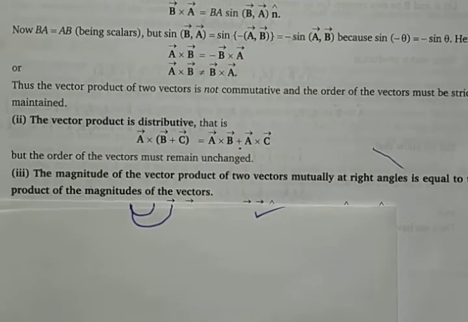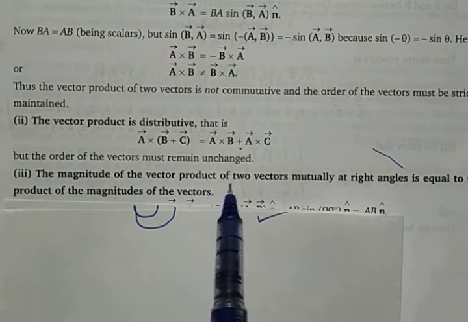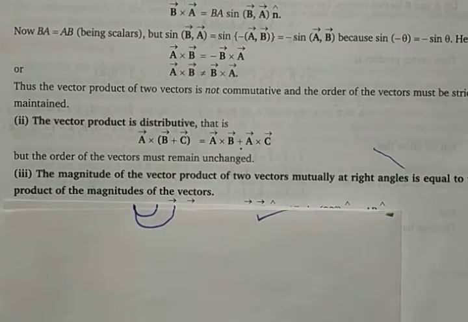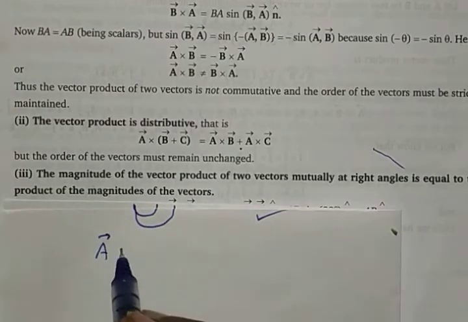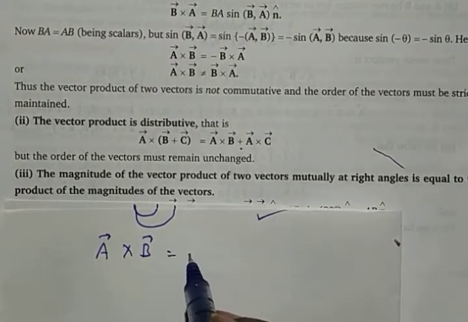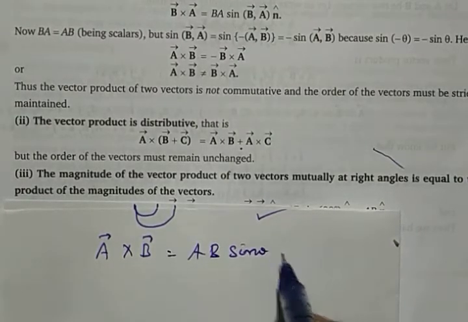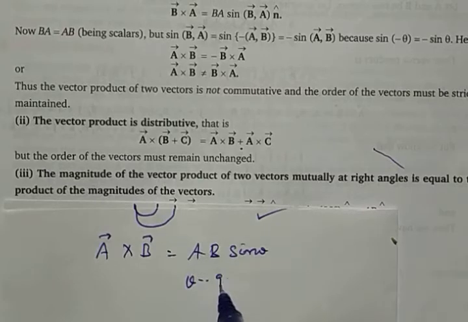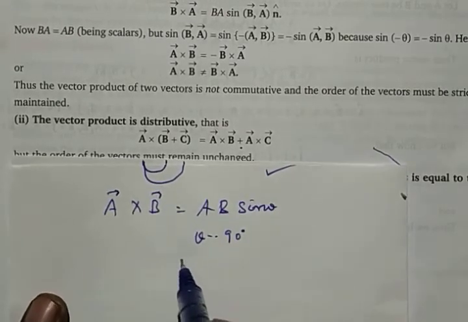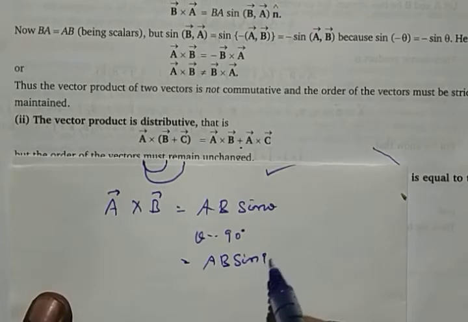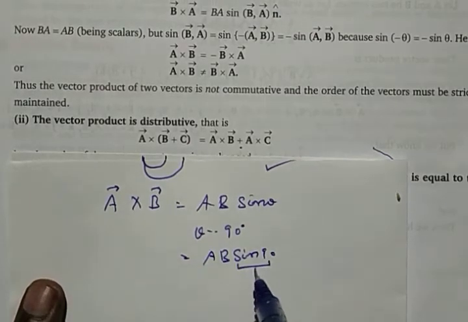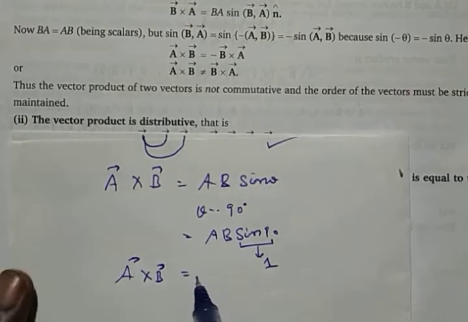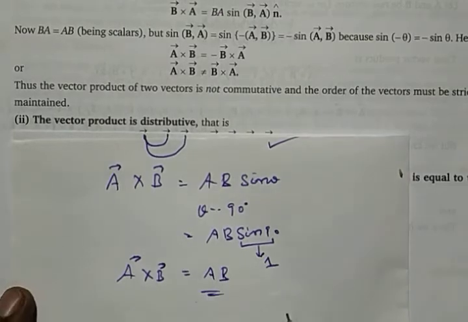Third property. The magnitude of the vector product of two vectors mutually at right angles is equal to the product of the magnitudes of the vectors. So it means the magnitude of A cross B is equal to AB sine theta. Now what does that mean? Right angles is given here, which means theta is equal to 90 degrees. When theta is 90 degrees, it becomes AB sine 90, and the value of sine 90 is 1. So A cross B is equal to only AB. That's what is given here.